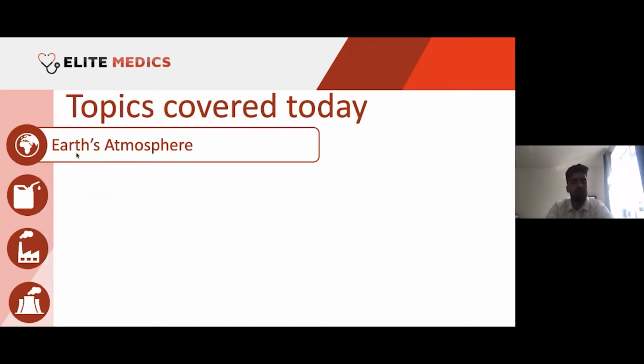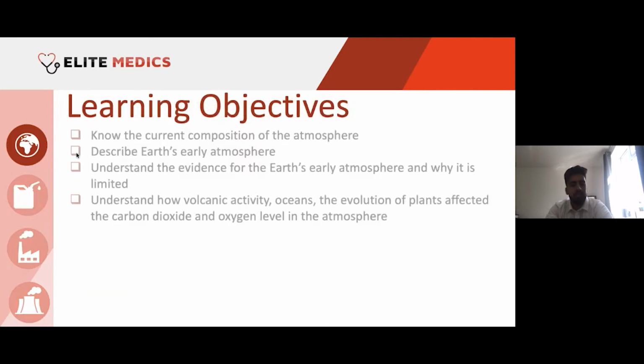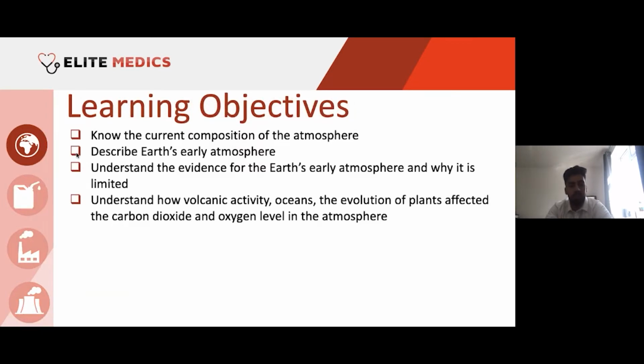Okay, so what do we need to know about the Earth's atmosphere? Our learning objective is to know the current composition of the atmosphere, and then compare this to the Earth's early atmosphere. You need to understand what the composition was, and why it was that. You want to understand the evidence for the Earth's early atmosphere and why it is limited, and understand how volcanic activity, oceans, and the evolution of plants all affected the carbon dioxide and oxygen levels in the atmosphere. This one especially is a typical 3-4 marker question, so you want to definitely have that unlocked.